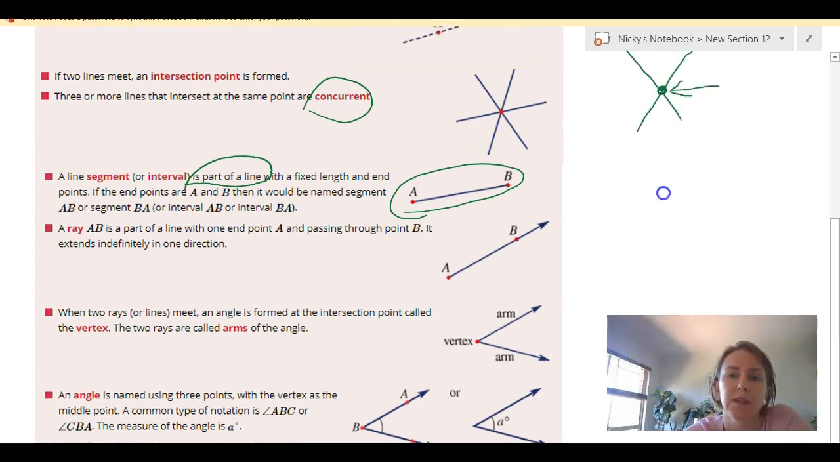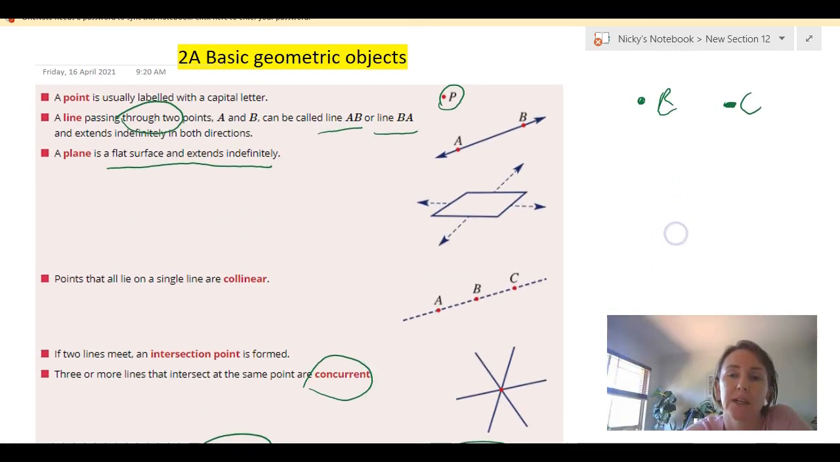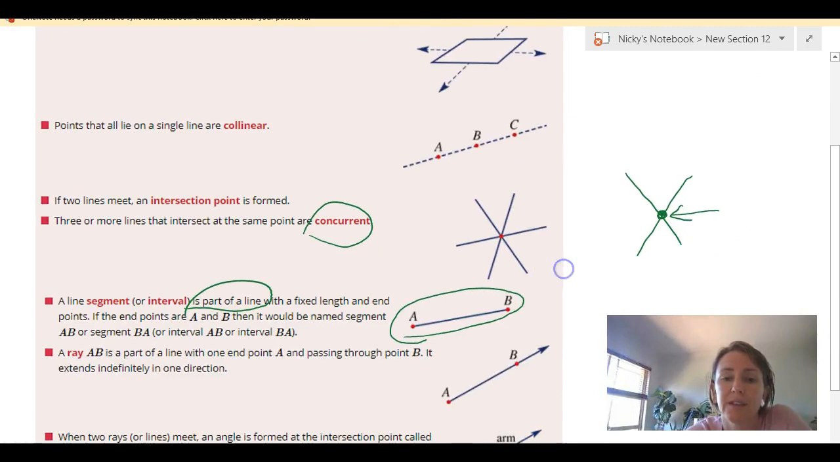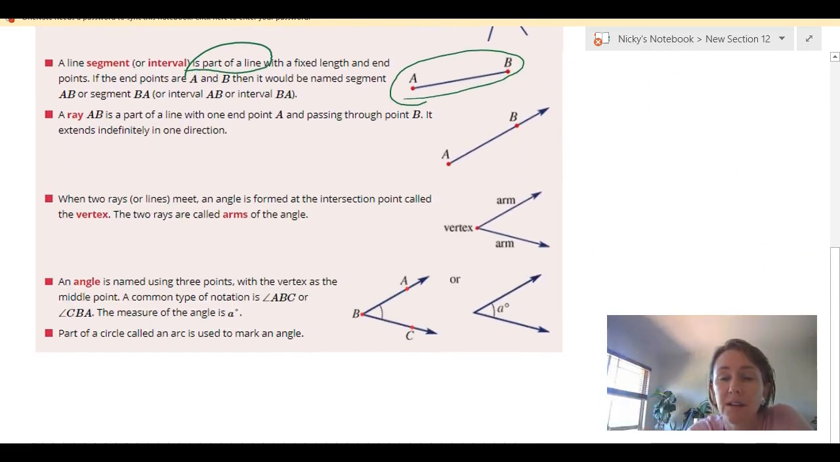So the difference between that and our line up here is that this line keeps going forever, and it's shown on this diagram with the arrows. This line segment, or part of a line, stops at point A and then again at point B.